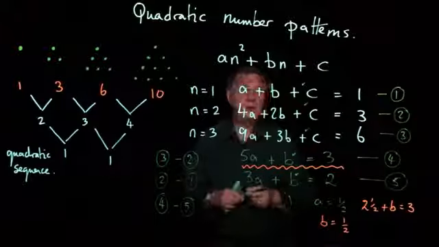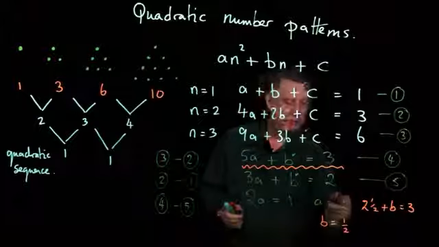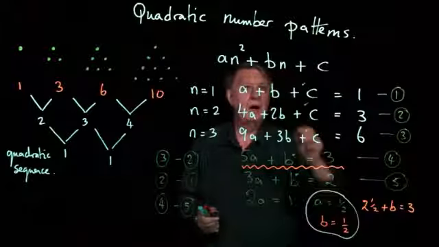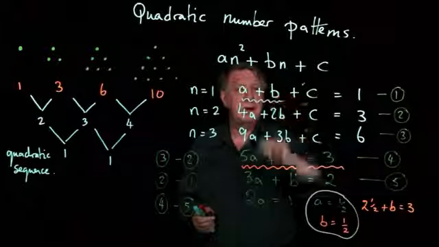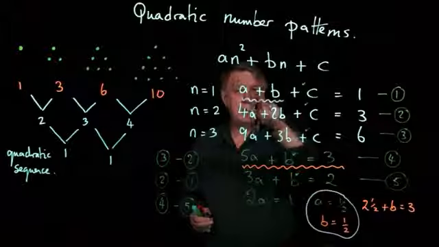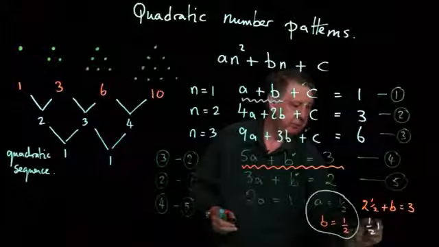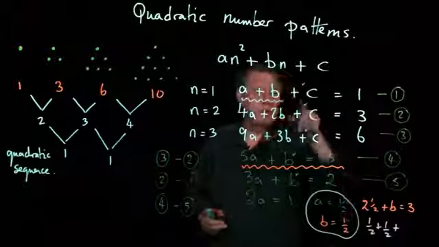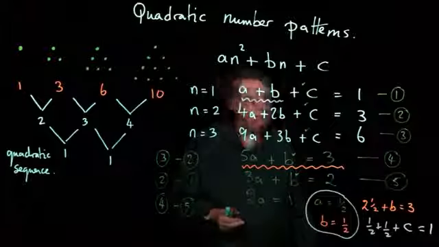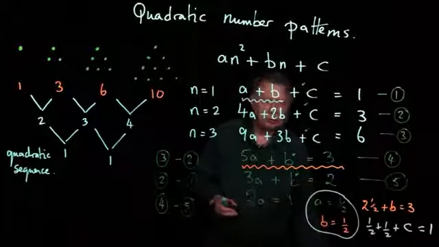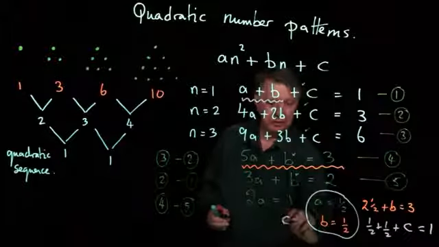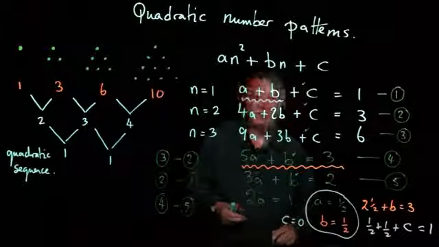And then finally, where shall I go? Well, I've got A and B. I can go back to here. A and B are both a half. Half plus a half plus C has to equal 1. And so you should be able to see, of course, C is nothing. So C is 0. And I've done it.